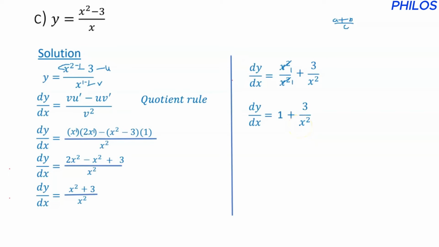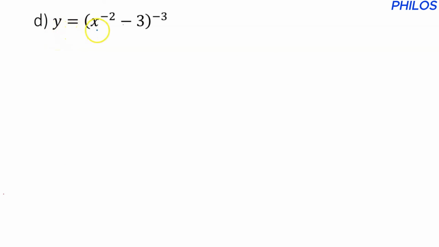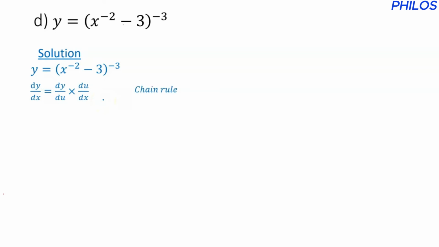So let's proceed to question B. Given y is equal to (x exponent negative 2 minus 3) all exponent negative 3. Now, to solve this, let's recall the function, which is (x exponent negative 2 minus 3) all exponent negative 3. Now, the rule we are going to use here is dy over dx equals dy du times du dx. This rule is called the chain rule. It is such that when you cancel the u here and cancel it here, you can get dy dx back. So that's how to easily keep the formula in mind.